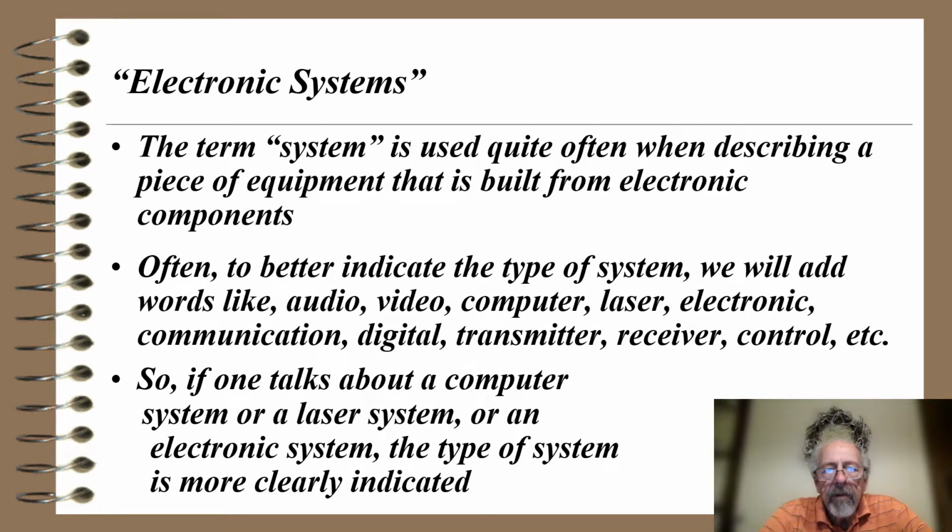Electronic system is the title of this slide. The term system is used quite often when describing a piece of equipment that is built from electronic components. Very often, to better indicate the type of system, we'll add words like audio, video, computer, laser, electronic, communication, digital, transmitter, receiver, control, and so forth. So if one talks about a computer system or a laser system or an electronic system, the type of system is more clearly indicated.